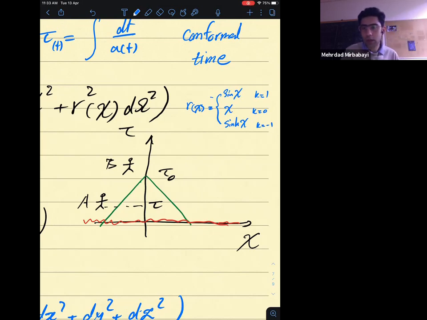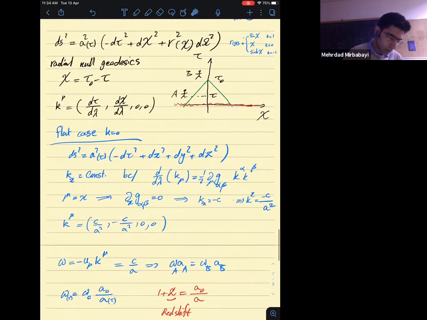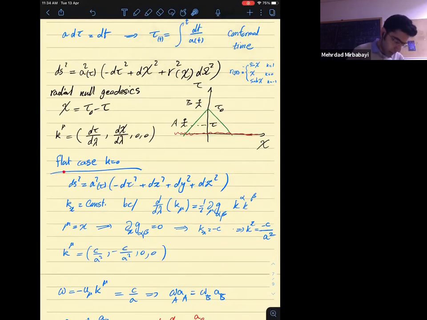In textbooks or other notes, when they set a0 to 1, then these relations will be slightly more complicated. So it's up to you which notation, which convention you'd like to use. Okay, so now we can go to the general case. All of this was in the case of k equal to 0, in the flat case.